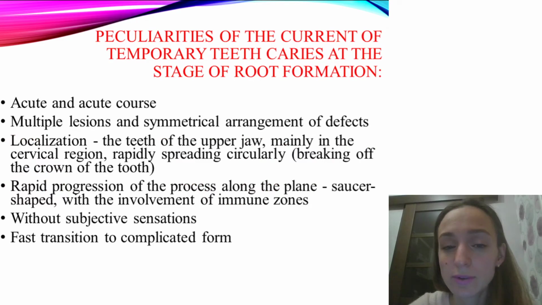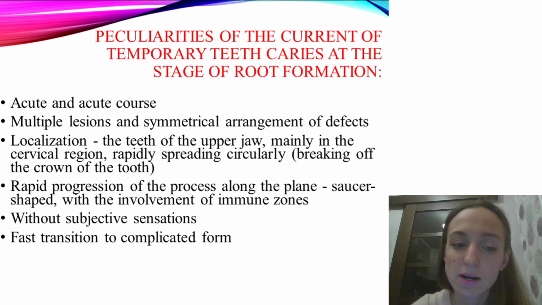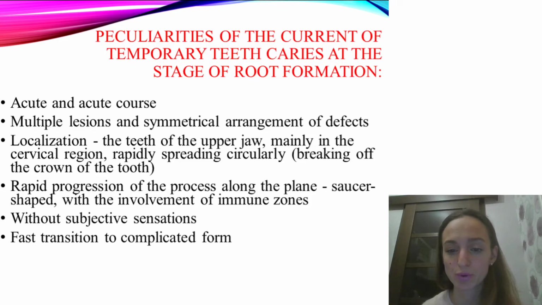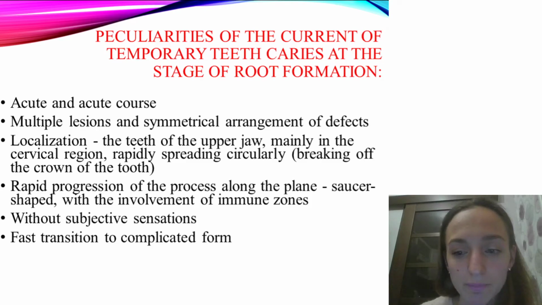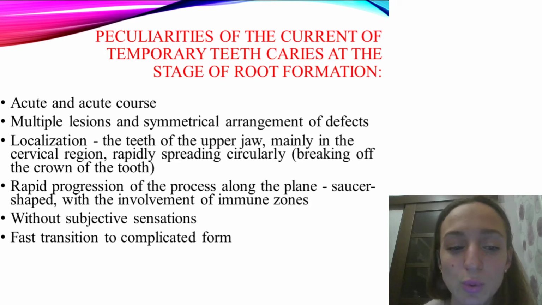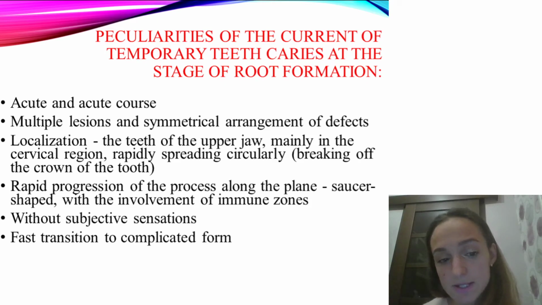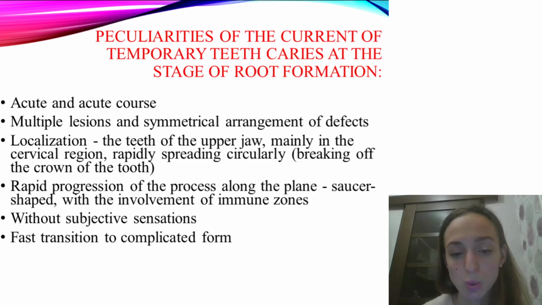Then, peculiarities of the course of caries in temporary teeth at the stage of root formation: acute course, multiple lesions and symmetrical arrangement of defects. Localization: the teeth of the upper jaw, mainly in the cervical region, and rapid progression of the process along the plane, circle-shaped with the involvement of the immune zone, without subjective sensation and with fast transition to complicated form.